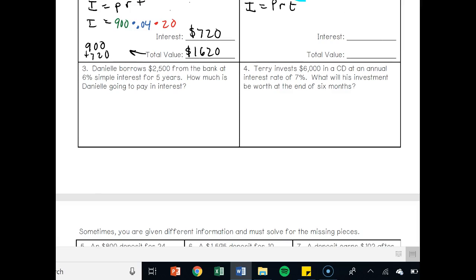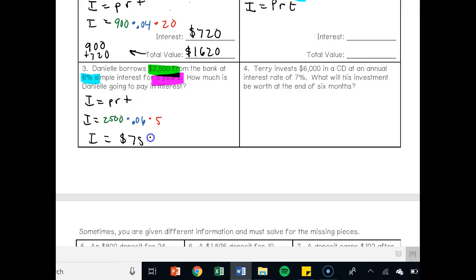Right, number 3, it says Danielle borrows $2,500 from the bank at 6% simple interest and does it for 5 years. How much is Danielle going to pay in interest? So interest is equal to principal times the rate times the time. She decided to borrow $2,500, so that's your principal. She did it at a rate of 6%, so that is your rate times 0.06 as a decimal, right? And she borrowed it for 5 years. And that's your time, so times 5. So your interest is simply going to be equal to your principal times your rate times your time. When you multiply these 3 numbers together, you're going to get your interest of $750.